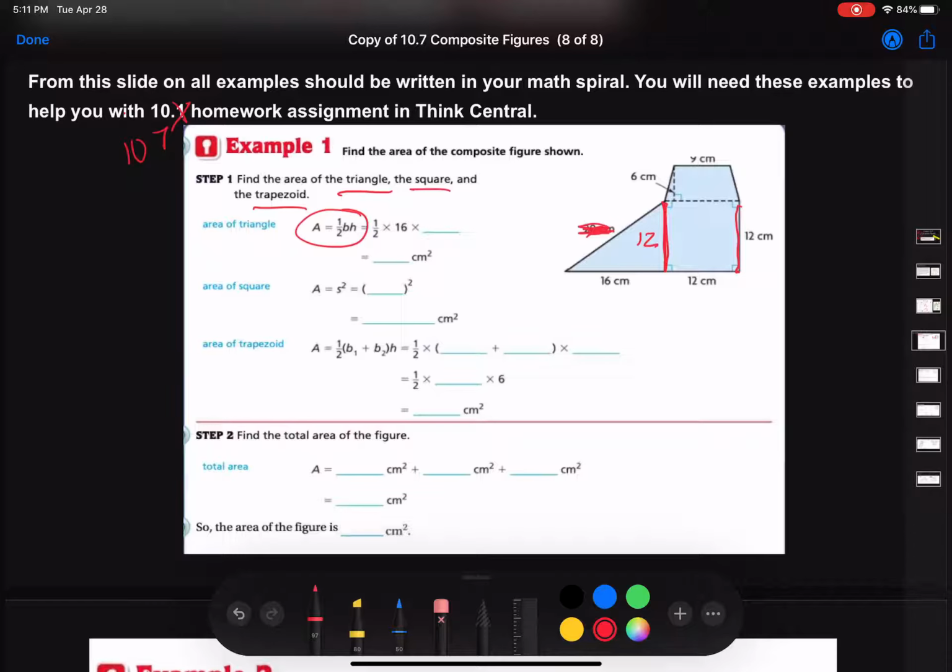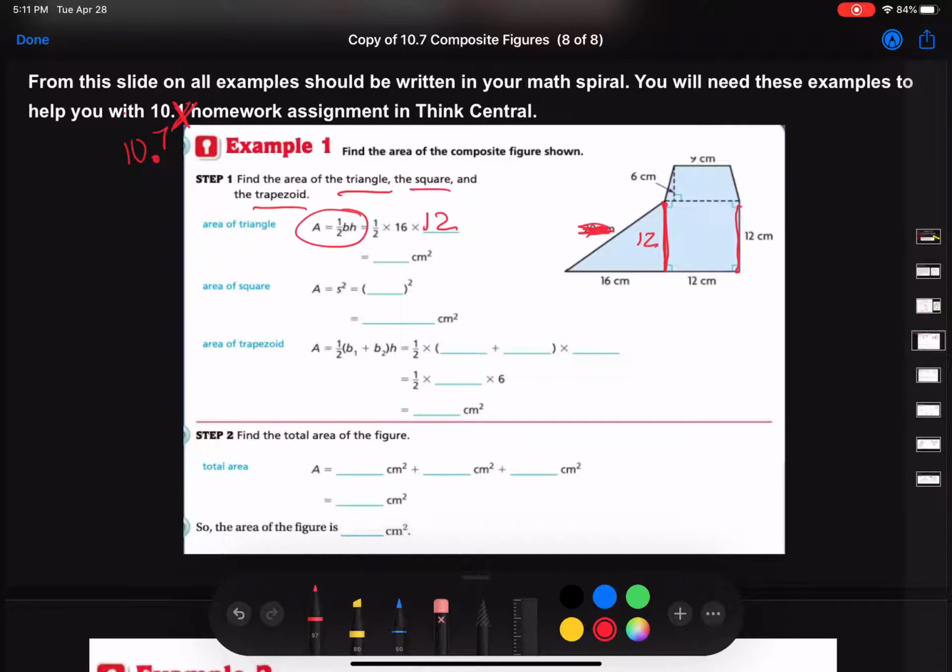You should be putting some of these examples in your notes too, for help, for when you get to Think Central, because it's going to be the same, or it's going to be similar problems. And I had a little typo here that I need to fix, because we're doing 10.7. All right, so the base is 16 and our height is 12.